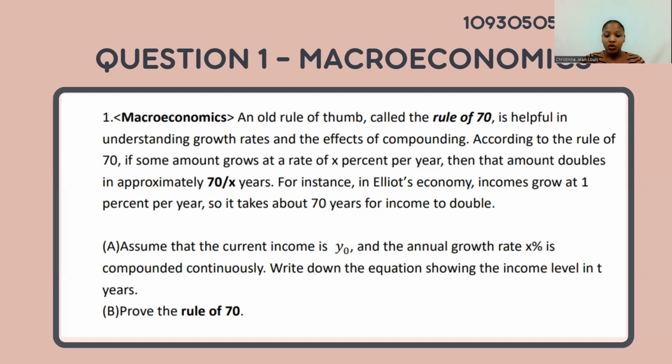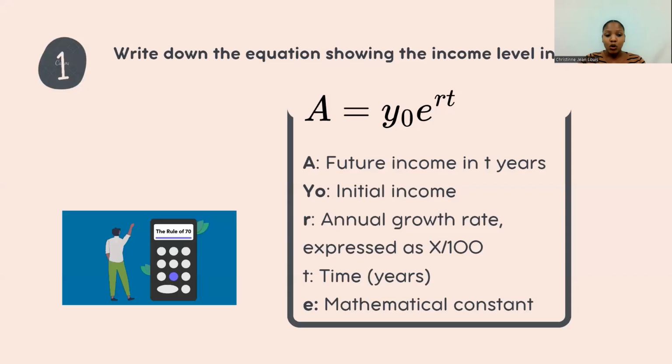Let's show the equation showing the income level in T years, and then we will prove the rule of 70. So the equation can be written like that. A equals Y0, which is the initial income, times e, which is the mathematical constant e, to the power of RT. R is the annual growth rate, and it is expressed as X over 100, and T is the time in years. So this is the equation showing the income level in T years.